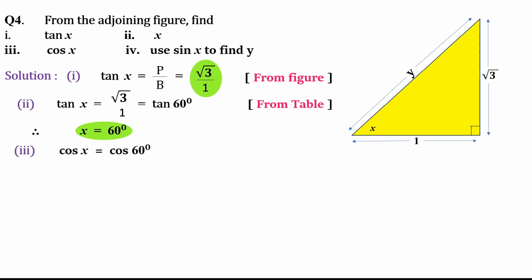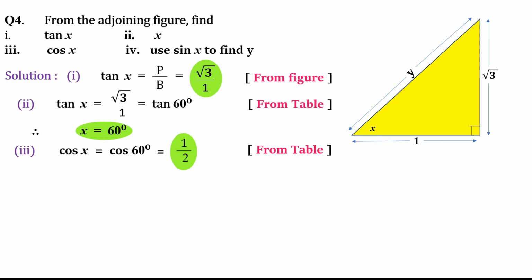Next we have cos x. Now x is known to me. X is 60 degree. In the third part, I will substitute the value. Instead of cos x, I will write cos 60. Cos x means cos 60. Cos 60, how will we solve further? We will take the help from the table, and the table tells us that it is half. So the value of cos x becomes equal to half. Third part is over. Now the fourth part.